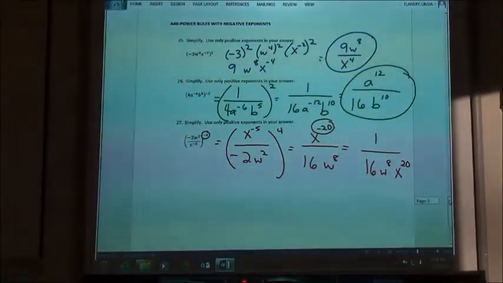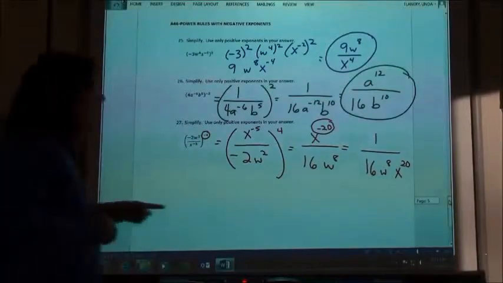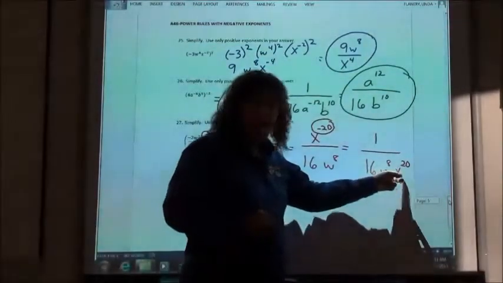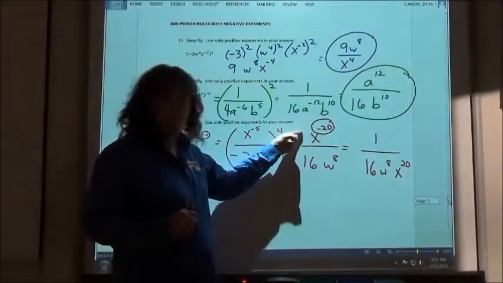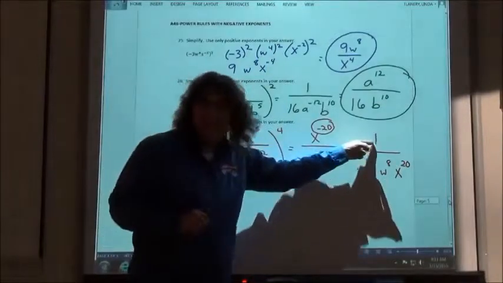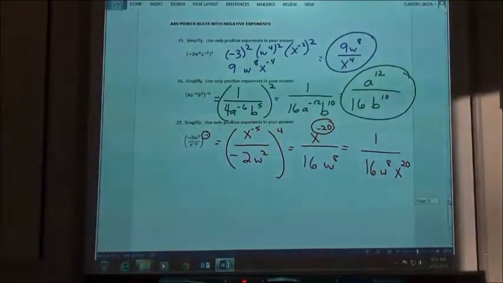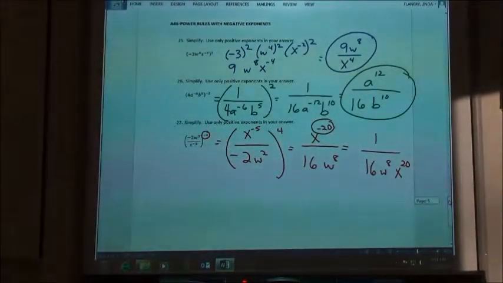Then I did have an exponent that was negative. It was on the top, so I had to move it to the bottom. I then had to remember there's something up on the top. It's a 1. And so I got 1 over 16 w to the 8th, x to the 20th.